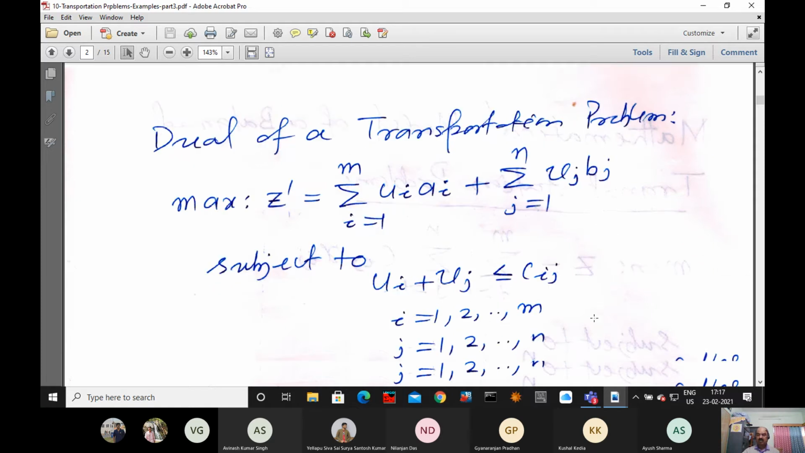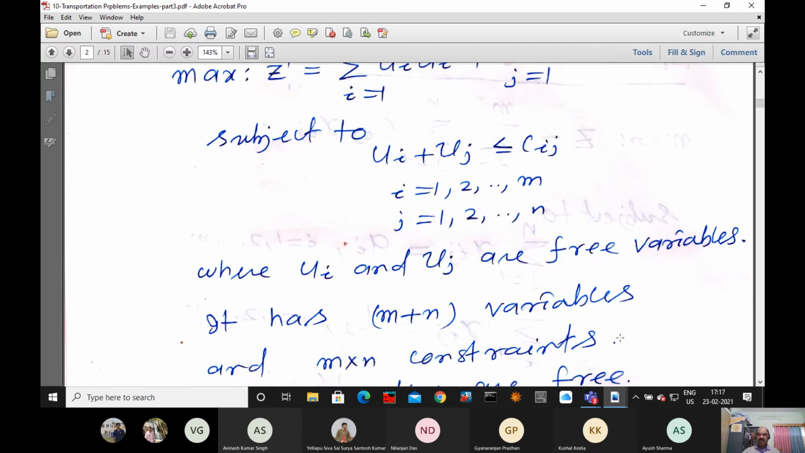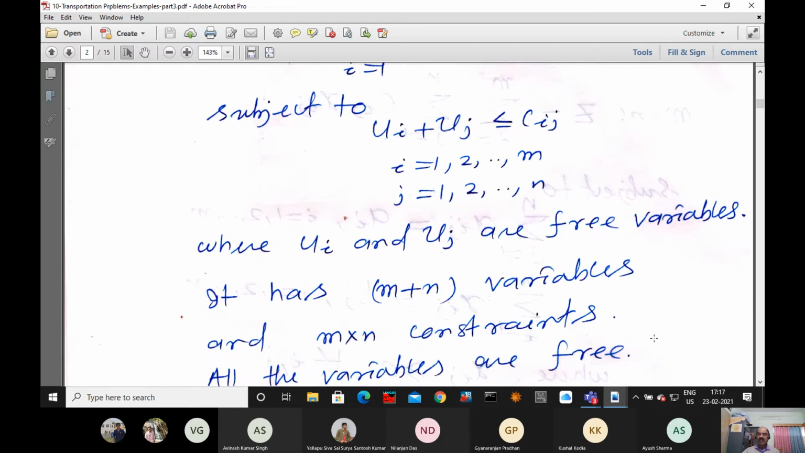Here ui and vj are free variables: m plus n variables and m into n constraints. Now, if you analyze the primal and dual problems, the primal problem is minimization type and the dual problem is maximization type. The primal variables are x11, x12 up to xmn, and they are all non-negative.